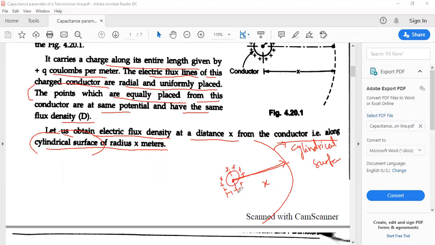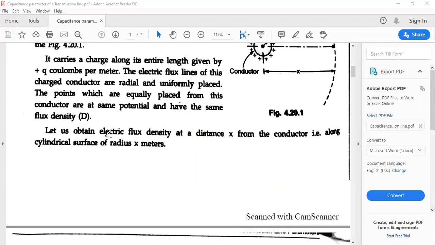this cylindrical surface is having a point, like it is having a radius x there. So that is what it is being given as the flux density, which we generally call electric flux density. And you know that the flux lines are said to be in radial nature, due to the effect of the charged conductor there.